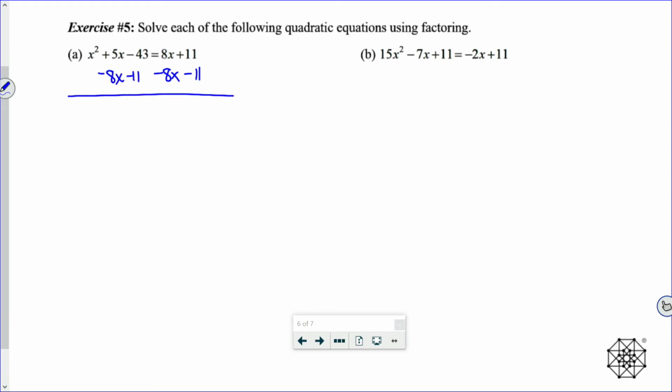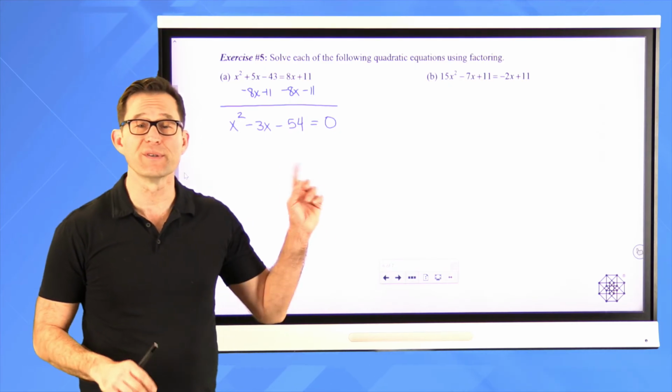All right, nothing happens to that x squared, but then I have 5x minus 8x, we need to be careful there, which is negative 3x. I have negative 43 and negative 11, again, very important, and that's negative 54, and that's all equal to now 0. All right, so that is the only new twist in this problem.